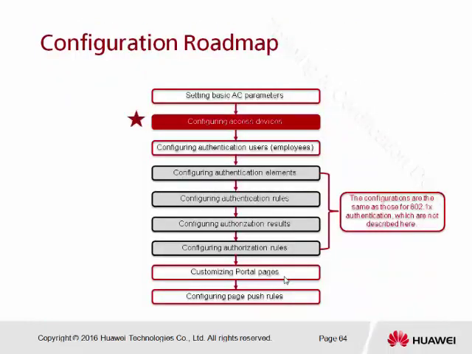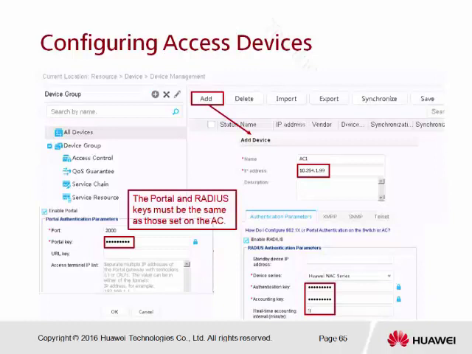So the second step here is to configure the access device. Over here, we do the same thing. We register our AC into the Agile Controller. So give the name of your AC and what's the IP address of your AC. Then the next one, we're going to enable the portal authentication.